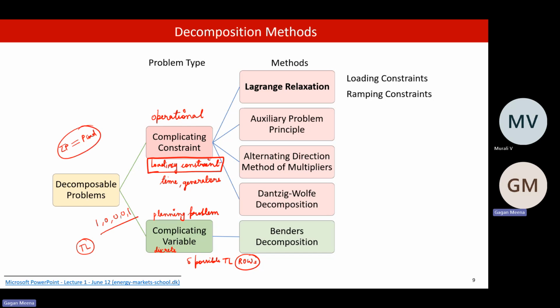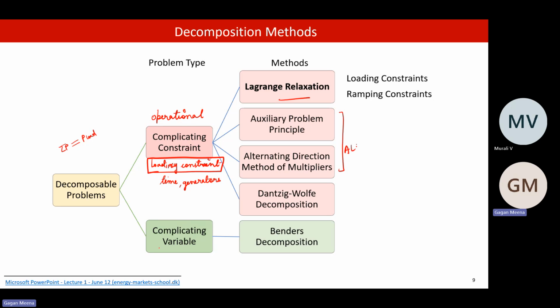If this constraint is not there, then it's easy to solve. But this constraint is making the problem difficult. Here variables are making the problem complicated. That's why they are called complicating variables and complicating constraints. For complicating variables, we have the method of Benders decomposition. And for complicating constraints, we have all these different methods: Lagrange relaxation, then these two, augmented Lagrange relaxation methods, and then one more. In this course we have only discussed this Lagrange relaxation.